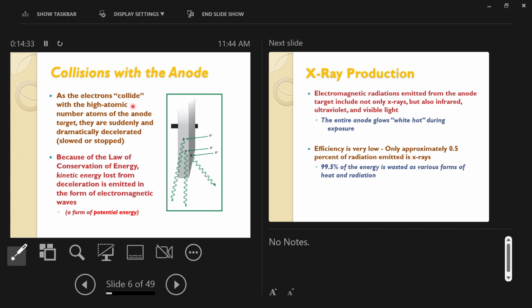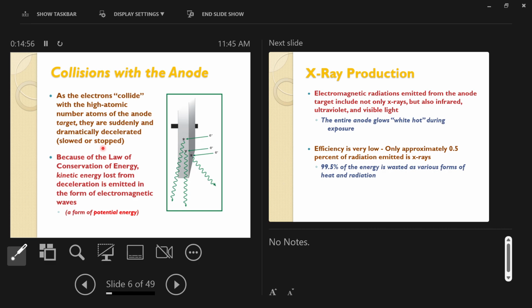The car's just going to blow right through the cardboard box wall, taking away less of its energy. So you want a material that is going to stop the electrons, has a high atomic number. The electrons are suddenly and dramatically decelerated. They are slowed or stopped, okay?